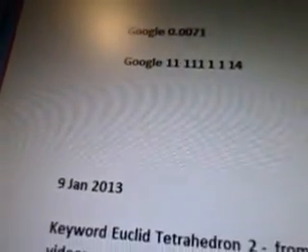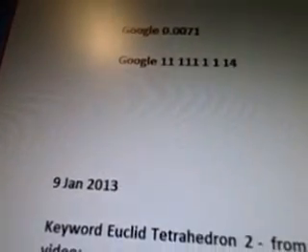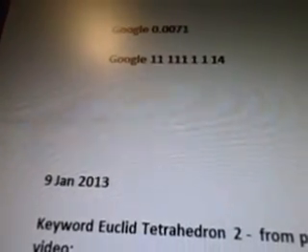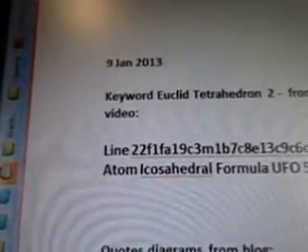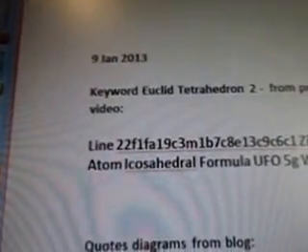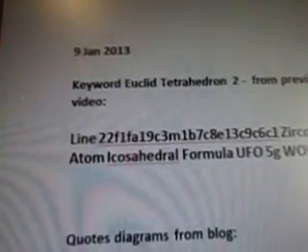This one's about the cube, the core, the matrix, and the UFO structure designs. Euclid elements with ideas from, I don't know how to say his name, Msheiksirajuddeen, Alien Technology Wow Seti. So I found a blogger that talks about alien stuff, okay? So January 9th, 2013, today's the 13th. Keyword Euclid Tetrahedron 2 is from a previous video.